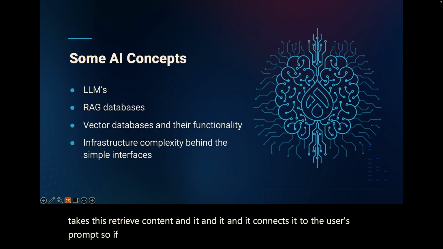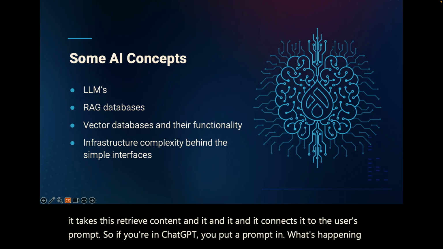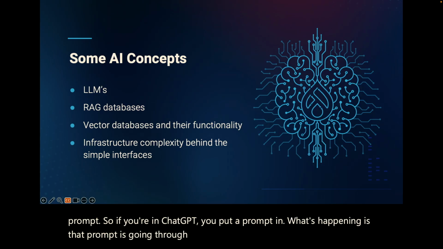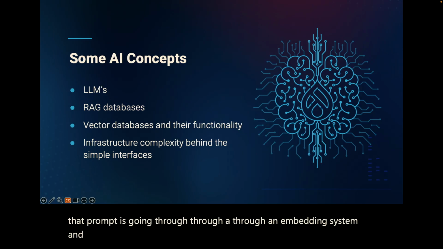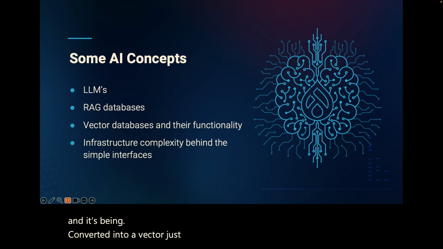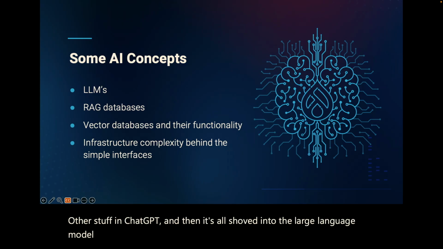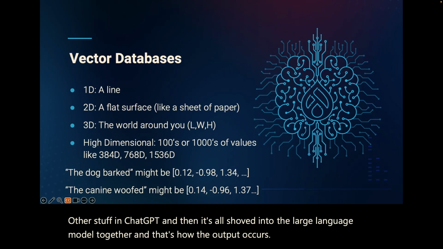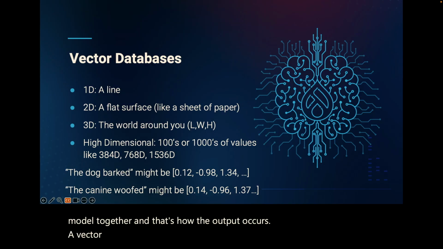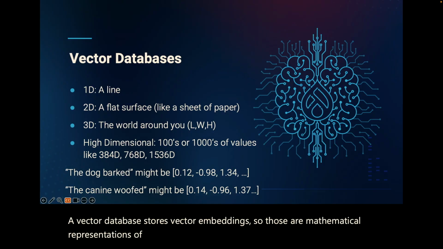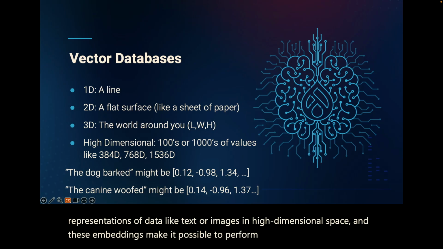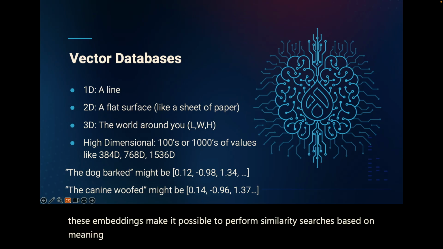So if you're in ChatGPT, you put a prompt in. What's happening is that prompt is going through an embedding system, and it's being converted into a vector, just like all of the other stuff in ChatGPT. And then it's all shoved into the large language model together, and that's how the output occurs. A vector database stores vector embeddings. So those are mathematical representations of data, like text or images, in high-dimensional space. And these embeddings make it possible to perform similarity searches based on meaning, not exact keywords.